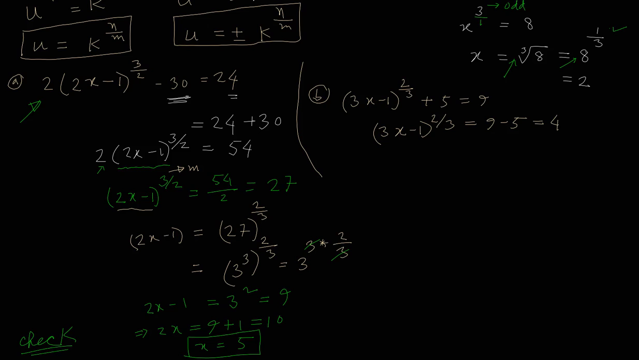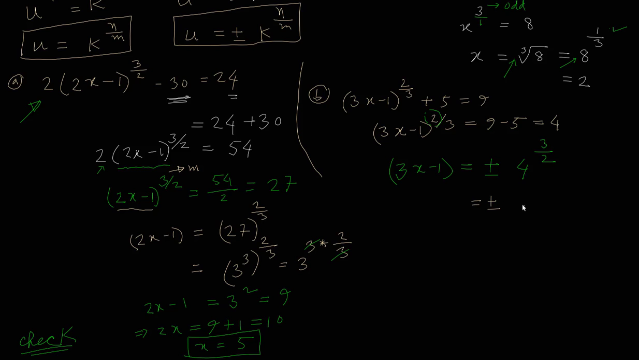Now look at one thing here: my m is equal to 2. So 2 means it's an even number. When I write the solution, 3x minus 1, I'm going to have a plus minus sign here, and 4 power 2 over 3 becomes 4 power 3 over 2. Okay, all good.